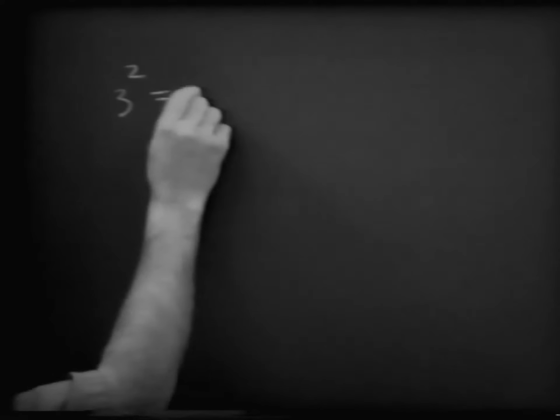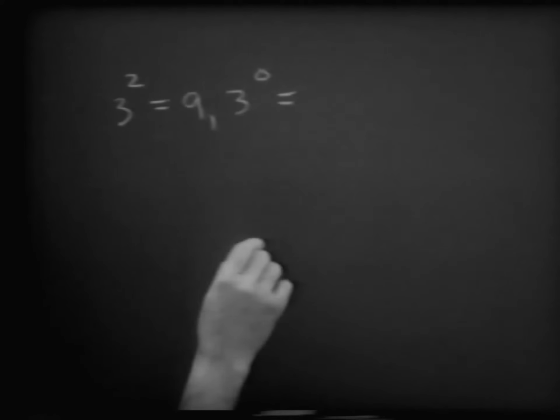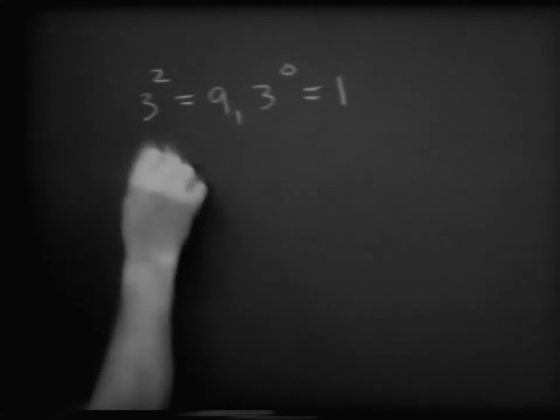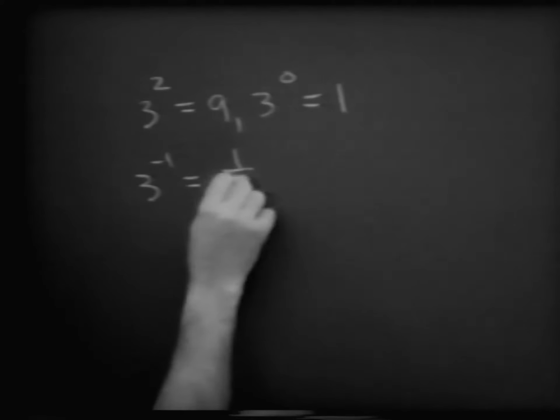We start out in a new chapter, in which notice that the name of the lesson has to do with rational numbers as exponents. Let's go back and look at some of the ideas that we've done. 3 squared we know is equal to 9. 3 to the 0 power we have defined as being equal to the number 1. And 3 to the negative 1 power we have said is equal to 1/3.